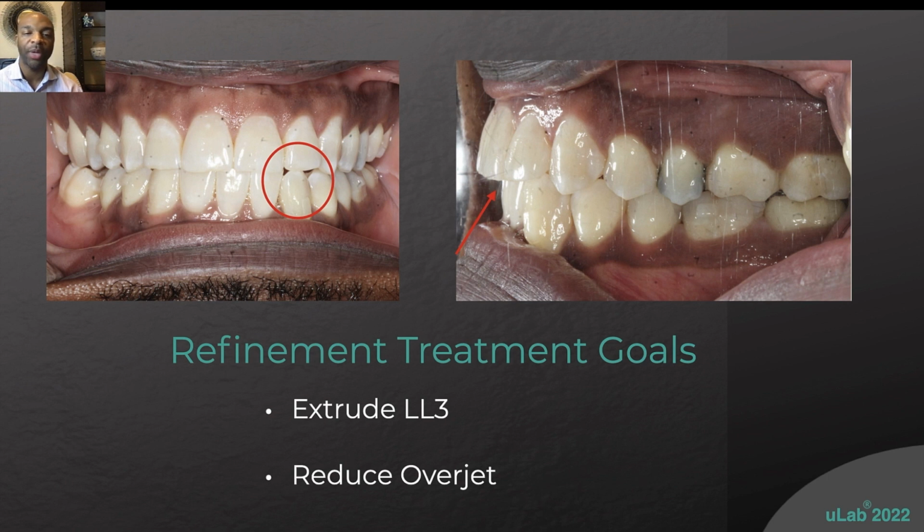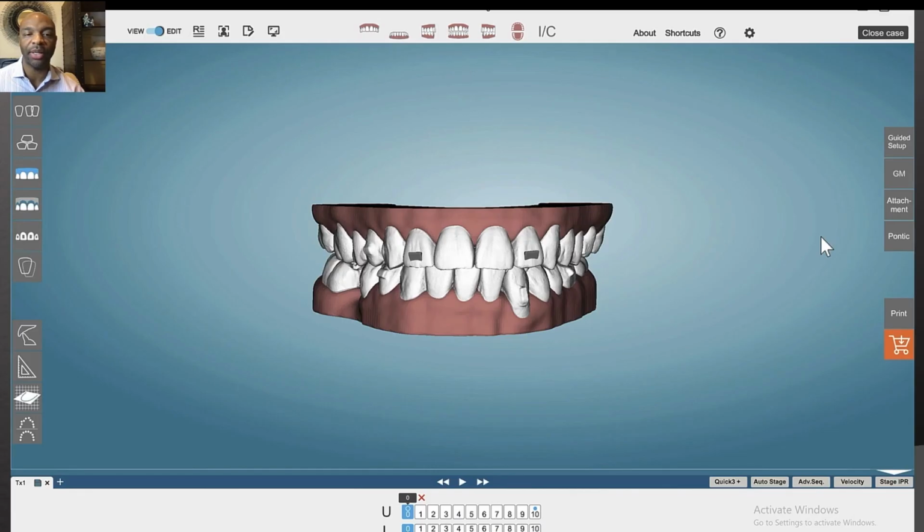And so I wanted to do a little IPR on the upper just to kind of reduce that overjet a little bit more. But overall, he was super thrilled with where he was at this point, as was I. And I felt like we had a good opportunity to bring it on home. So this is his refinement setup.